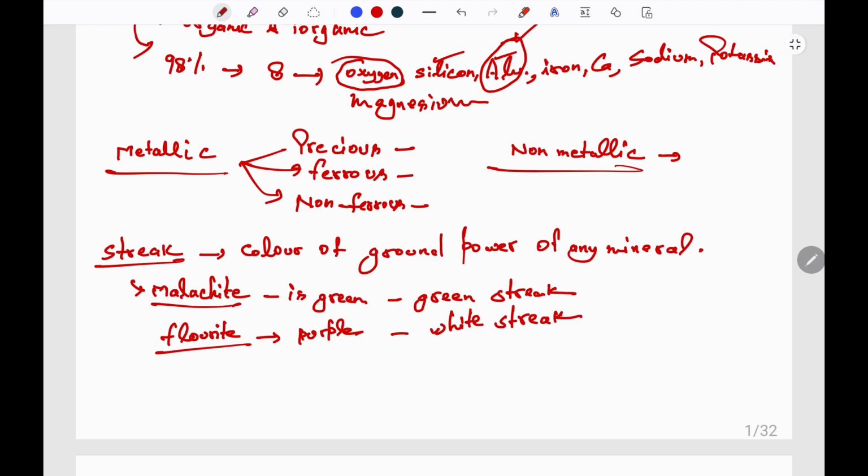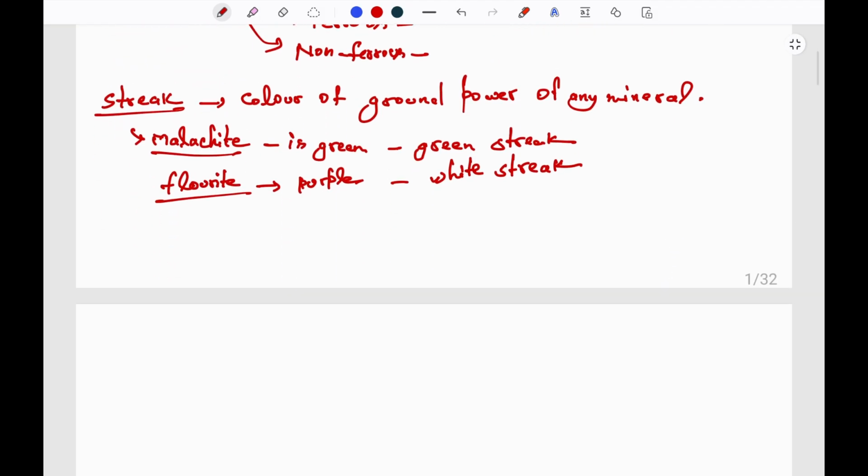Now moving on to the next characteristic, that is transparency. So a mineral can be transparent, that is, light passes through it completely and does not scatter or reflect. Now another one is translucent, that is, light is passing through the mineral but it is diffused. And opaque, that light will not pass through it.